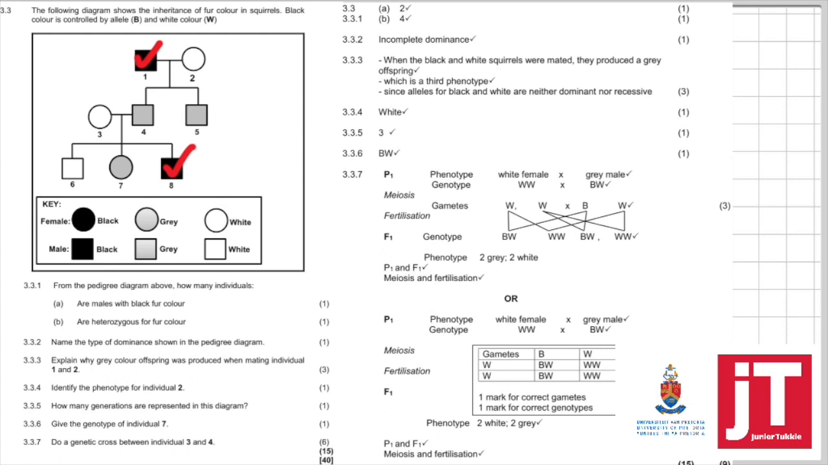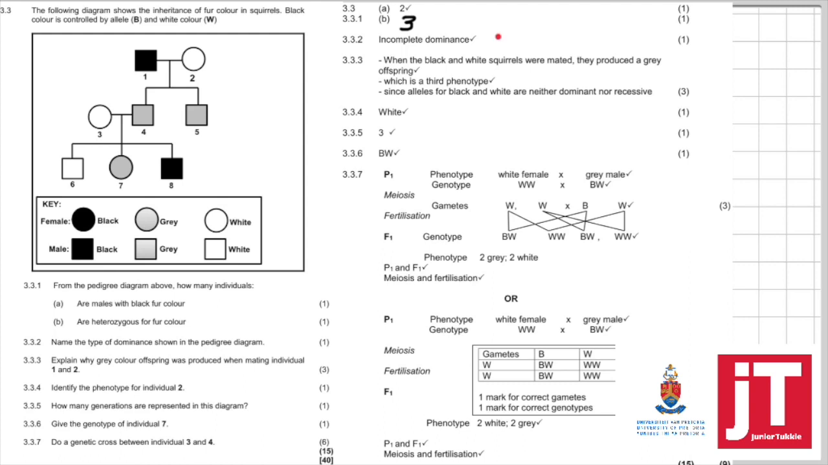Then from the pedigree diagram, how many individuals are heterozygous for fur color? As you can see in the key, in the pedigree chart, there are 3 of them. Just correct the memo. Your answer had 4, but the answer is actually 3. 3.3.2 Name the type of dominance shown in the pedigree diagram. This we know is incomplete dominance.